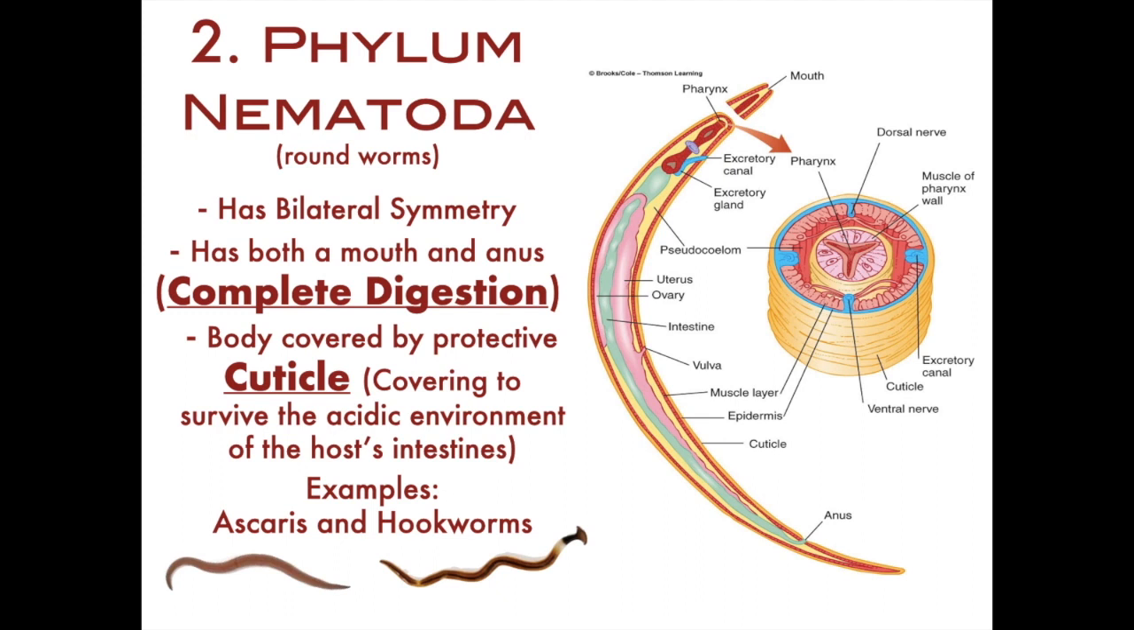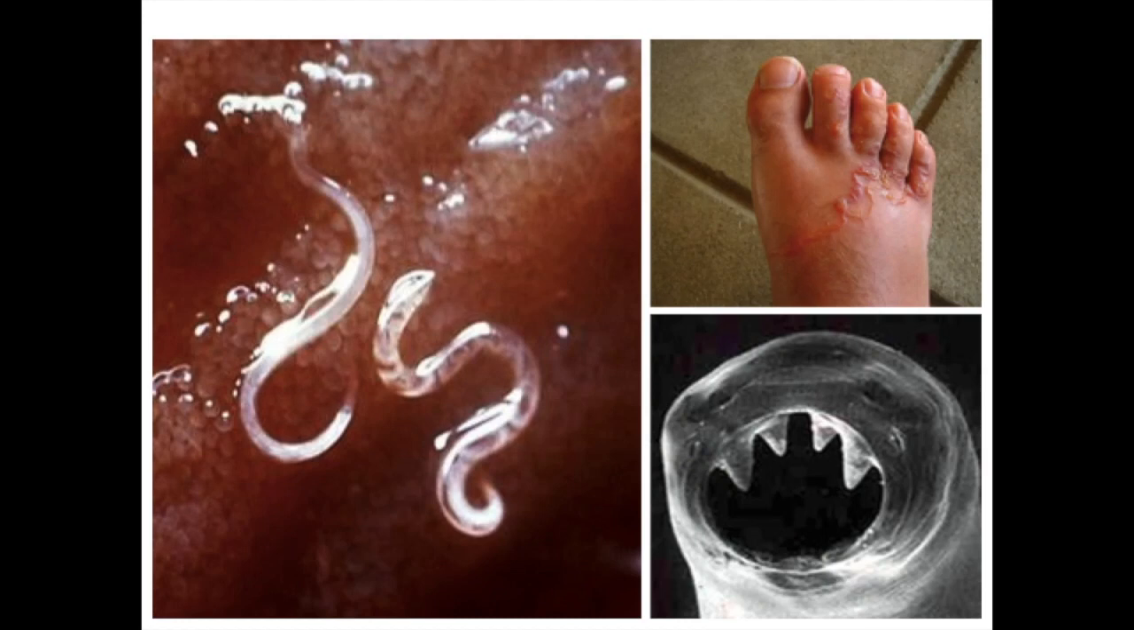Now, because they do have a mouth and anus, they have complete digestion. Remember, when we talked about cnidarians, like the jellyfish and the sea anemone, they only had one opening, so that was incomplete. But here we have complete digestion. These worms also have a cuticle or tegument, which is a protective covering, just like the tapeworm, to survive the acidic environments of the host intestines. And some examples are the Ascaris and hookworm. Here you can see some pictures of the hookworm.